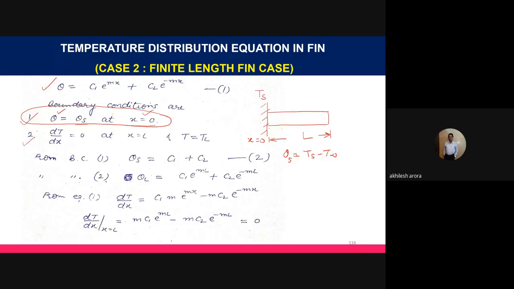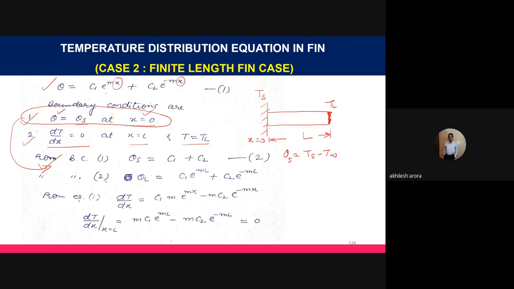The second boundary condition is dT by dx is equal to 0 at x is equal to L, and T is equal to TL. No doubt we are considering temperature to be constant here, and we are also considering that this end is insulated. As I already told you, this area is very small, so that is why we can take this type of assumption. So once again, if we apply the first boundary condition, when we take x is equal to 0, in this particular equation you can put x is equal to 0 here and x is equal to 0 here.